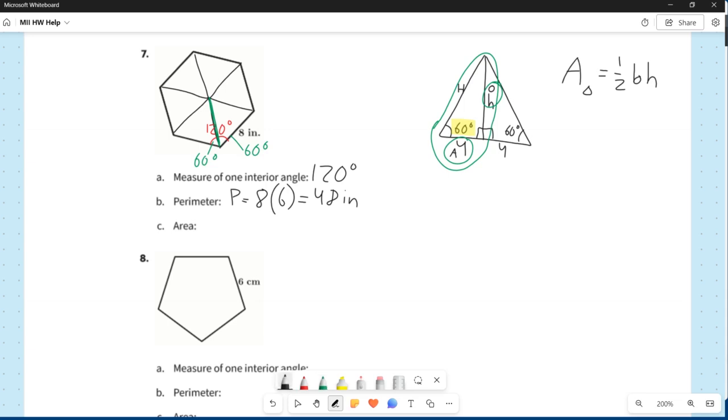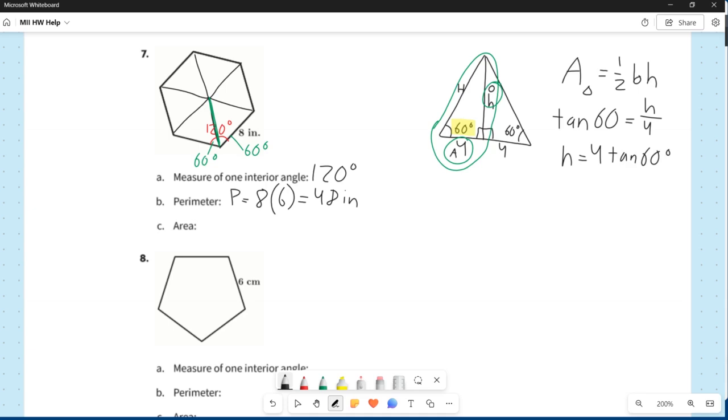And the trig function that connects what we want with what we know is tangent, because the definition for tangent in a right triangle is opposite over adjacent. So what that tells us is that the tangent of 60 is my height of the triangle over 4. And if I get h by itself, we get 4 tangent of 60.